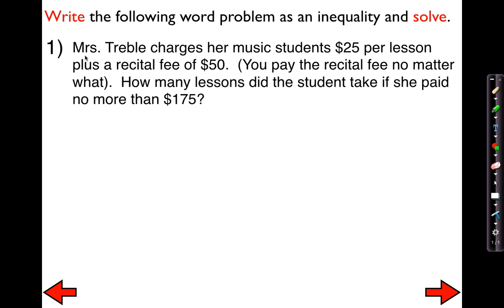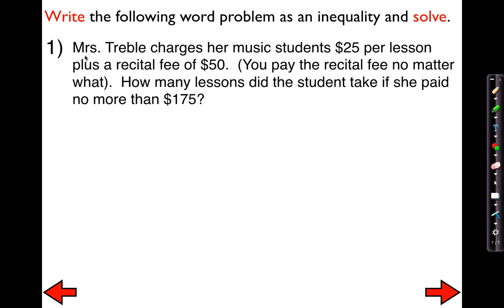So let's go ahead and jump into number one. It says write the following word problem as an inequality and solve. Number one says Miss Trouble charges her music students $25 per lesson plus a recital fee of $50. You pay the recital fee no matter what. How many lessons did the student take if she paid no more than $175?